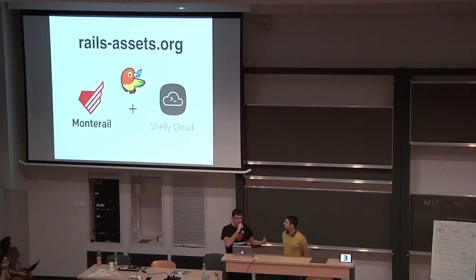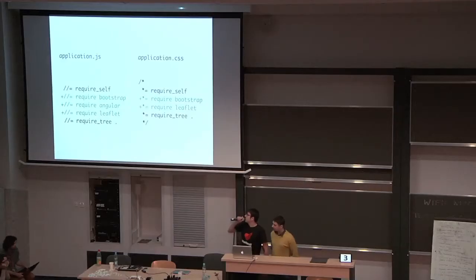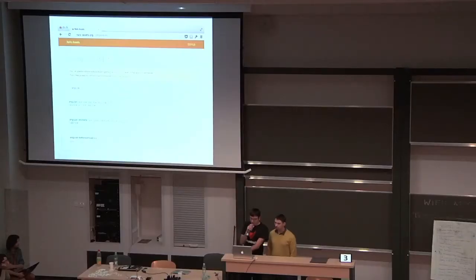So we just thought about it and we did it, with Toptal Montreal and help from Shelly Cloud, which is hosting the railsassets.org website. All you need to do is put a new source into a Gemfile, then add a few gems that are actually Bower components with just the Rails assets prefix, then bundle install, and in your manifest files, application JS and application CSS, just require, boom, it works. And here's how this website looks.